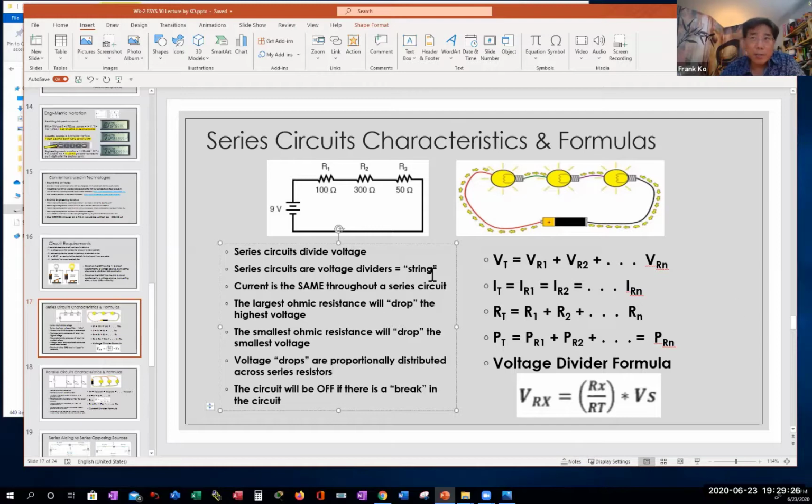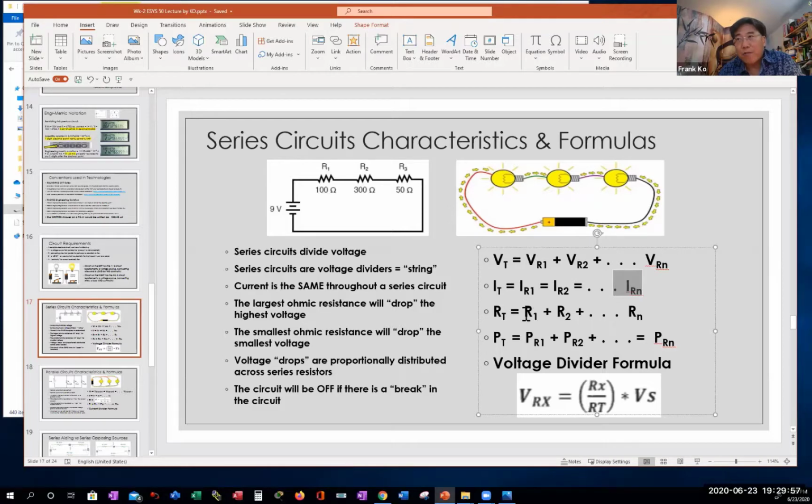Take a look at the formulas. V total in a series circuit is the sum of the voltage dropped across R1 plus voltage across R2, R3, all the way to Rn. What does the N represent again? The last number of 3, 4, 5, 6 resistors. The current, IT, is equal to IR1, equal to IR2, equal to IRN. The current is the same throughout a series circuit.